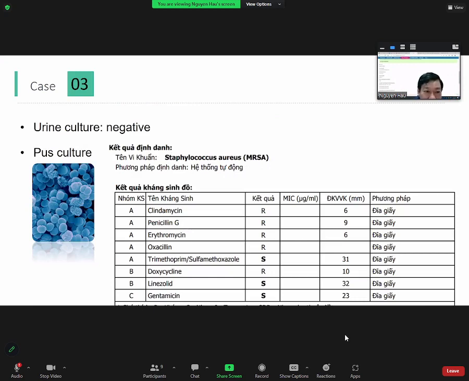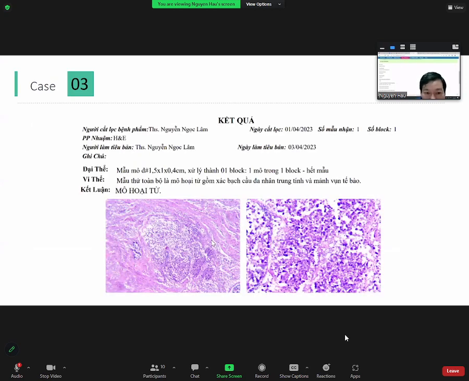Urine culture negative, but blood culture is Staphylococcus aureus. I think the urine culture is negative because he used many antibiotics before. It's lucky that it's sensitive to linezolid and streptomycin, and resistant to clindamycin, penicillin, erythromycin, and oxacillin. And the pathogen is necrotic tissue, not cancer. Lucky, so lucky.